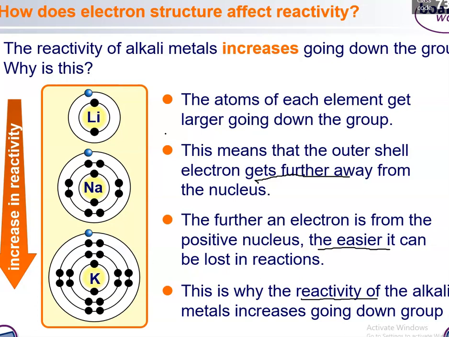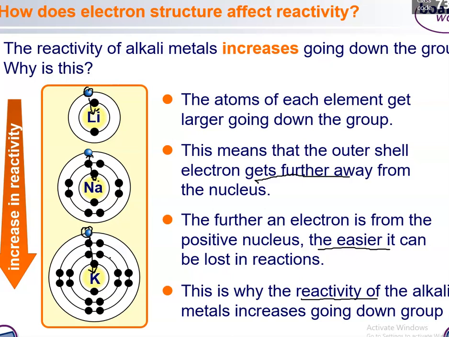Now, if you look at here, you will see that the distance between this outer electron and the nucleus is smaller than the distance between this outer electron and the nucleus in sodium. Again, the distance between the outer electron and the nucleus in potassium is bigger. Now, what we are saying is that the bigger the distance, the easier it is for the electron to be lost in reaction, and therefore the more reactive that particular metal.